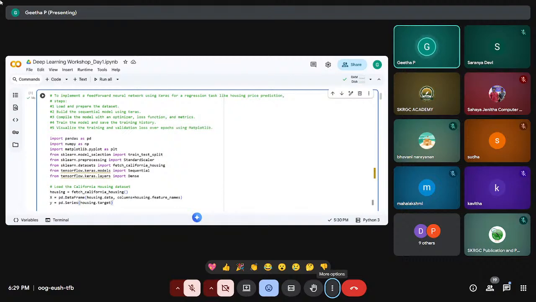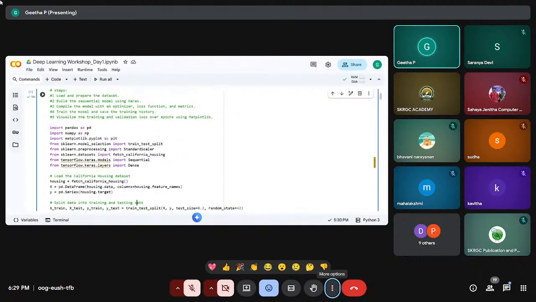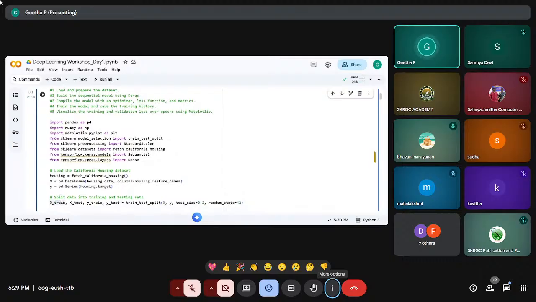Here we have 80% of training data, represented as x train and y train, and 20% of testing data, represented as x test and y test. And we have a random state of 42, which will ensure the same split every time. It will ensure reproducibility.